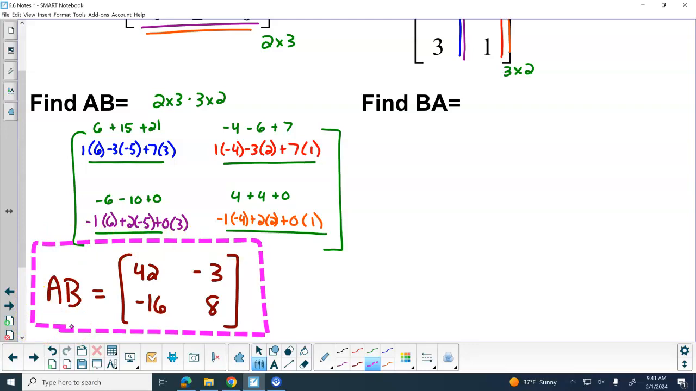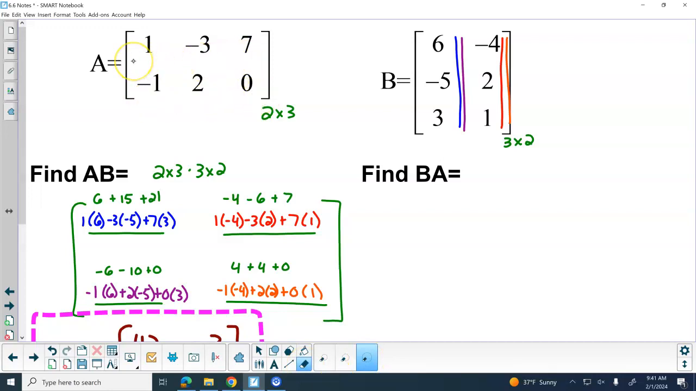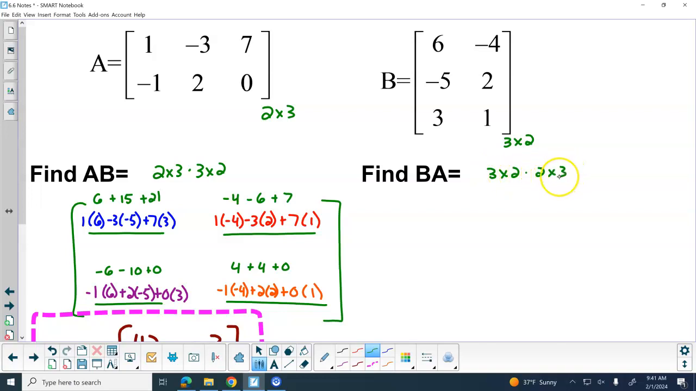All right. Back up here. I'm going to do some erasing first. Now we have to do B times A. That's going to be a 3 by 2 times a 2 by 3. Is that doable? Yes. The result is going to be a 3 by 3.